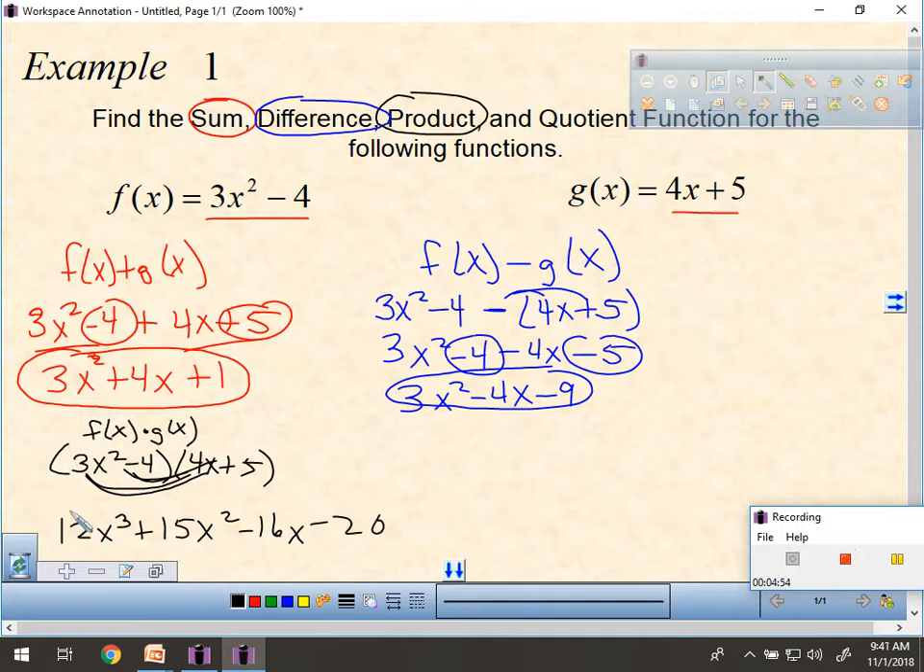And I don't see any like terms to combine together, and so that would be my new function, which would be the product of those two functions. So just like you can multiply two numbers, you can multiply two functions.